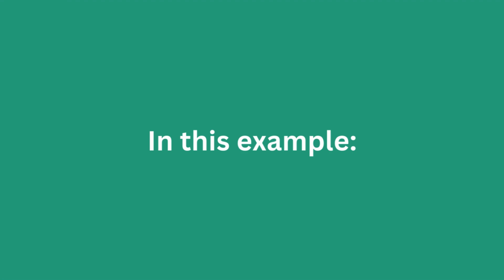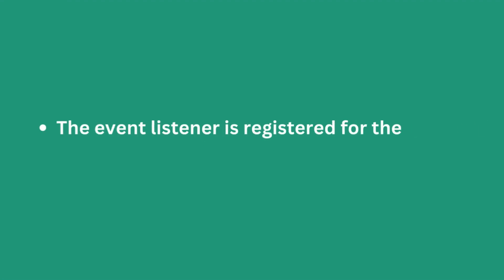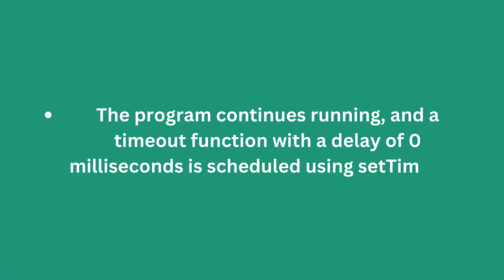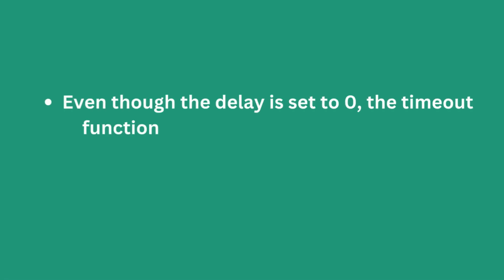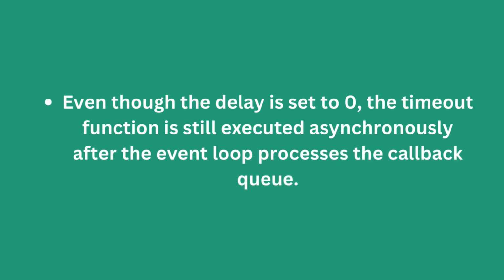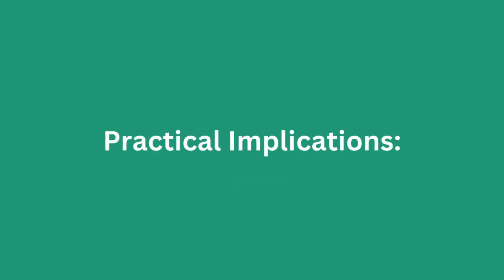In this example, the event listener is registered for the button click event. The program continues running and a timeout function with a delay of 0 milliseconds is scheduled using setTimeout. Even though the delay is set to 0, the timeout function is still executed asynchronously after the event loop processes the callback queue.